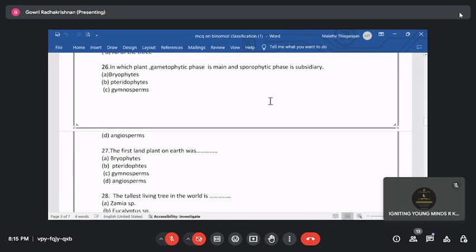Very good. Now 26. In which plant is the gametophytic phase main and the sporophytic phase subsidiary? Bryophytes, ma'am. No, pteridophytes. See, gymnosperms and angiosperms, they fertilize and the zygote is formed and everything. But here, the gametophyte phase is main and the sporophytic phase is subsidiary, that is in pteridophytes.